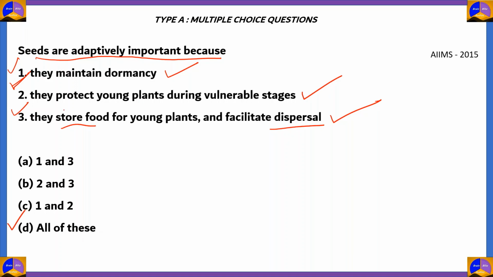In option A, it says that statement 2 is wrong, which is incorrect. In option B, it says that statement 1 is wrong, which is incorrect. And in option C, it says that statement 3 is wrong, which is also incorrect. The right answer is that all of these statements are correct.